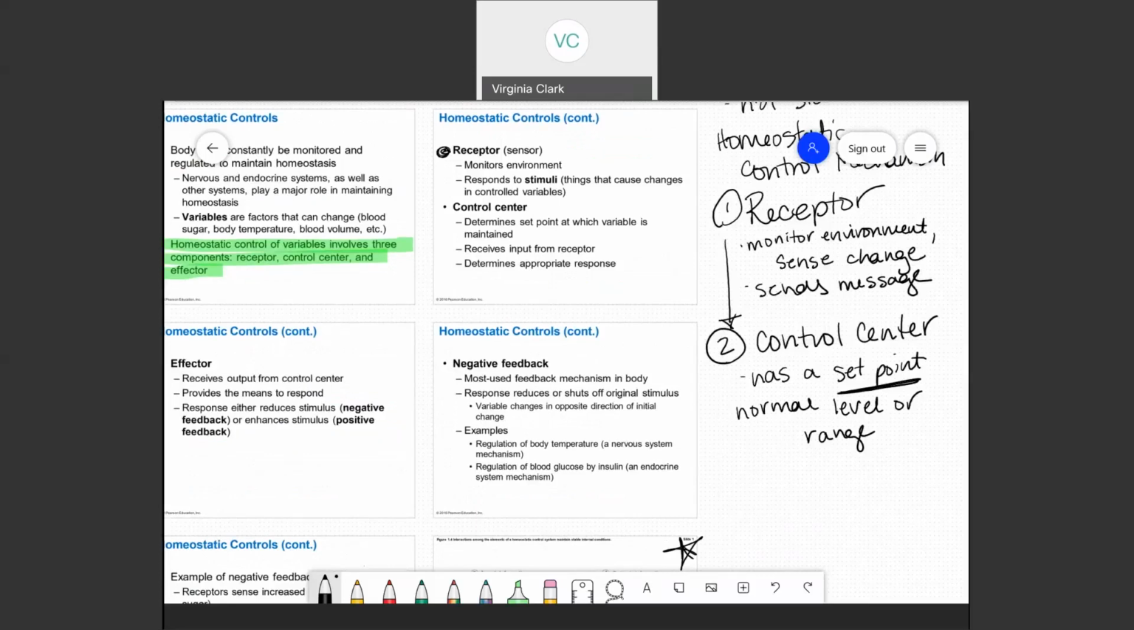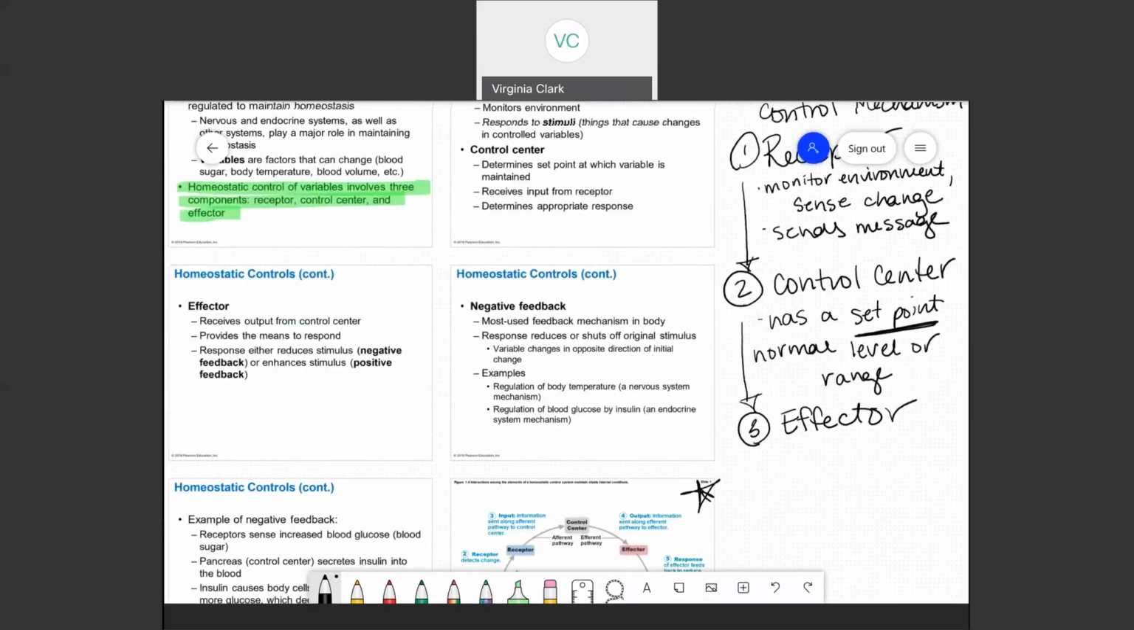Once this receptor determines that the environment has changed and sends a message to the control center, the control center monitors it and realizes that the set point is not where it needs to be, it has changed. It will then send a communication to the third part of the homeostatic control mechanism, which is the effector. The effector is essentially the final output. This is going to be the response. So if we have picked up a change in our environment and our body knows in the control center that that's not normal, we need to go back to our set point, your effector will be the thing that actually does the response. It will control the response.